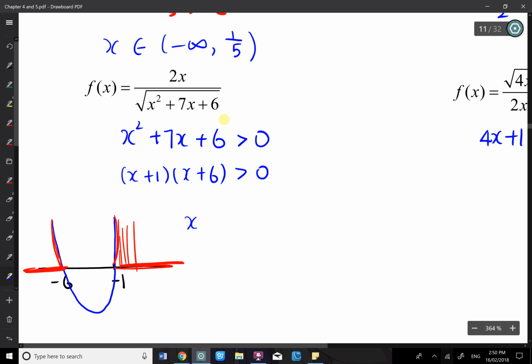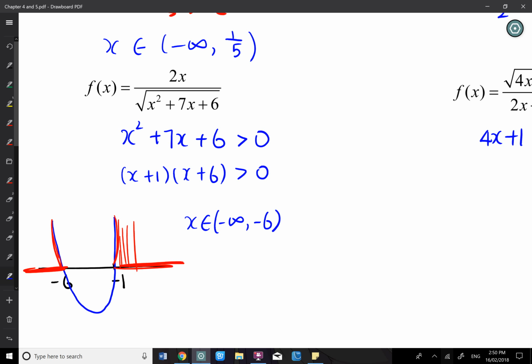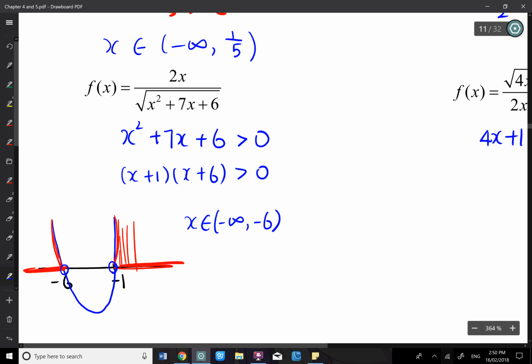There are two ways of writing it. The first one is negative infinity to -6, exclusive of -6. I don't want the 0 point. Okay, -6 gives you the 0 point. So it's an open circle at those two x-intercepts.